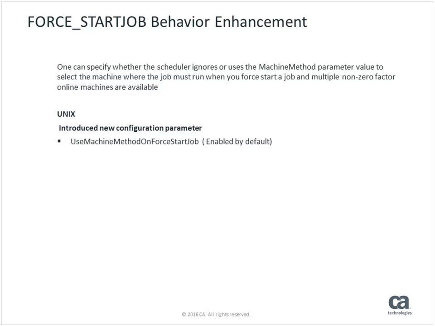So now what we have done is we have introduced a configuration parameter on Unix which goes by the name use machine method in post start job. So what essentially we are saying is whatever machine method value has been specified by the user, be it CPUmon or PMstat or rstat, depending on the type of the agent as well as the flavor of the operating system, that particular method will be employed, and only the best machine having enough cycles will be chosen, and then the job will be pushed to that particular machine.